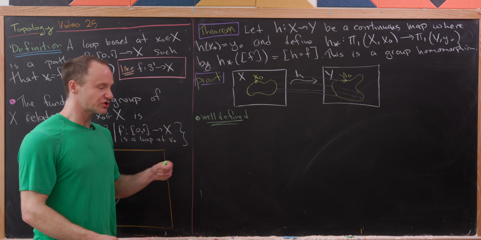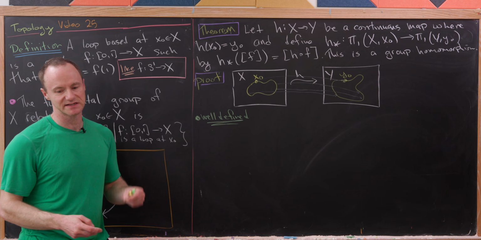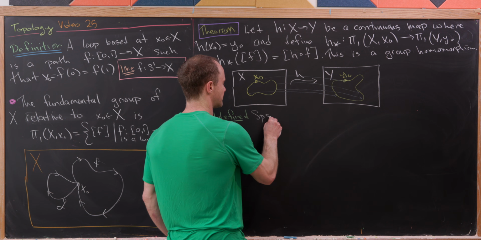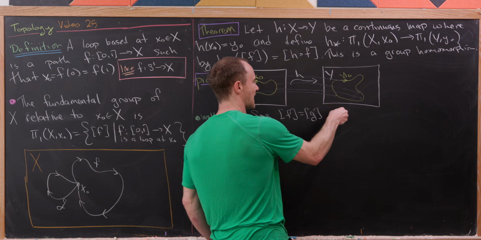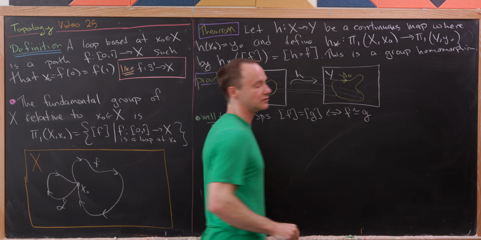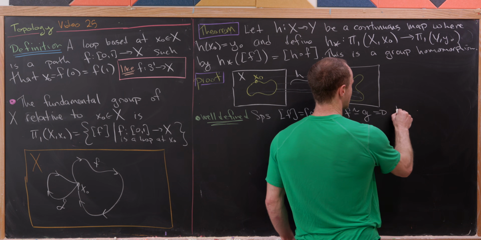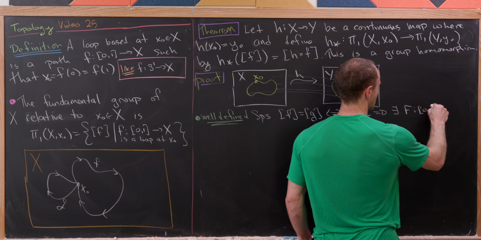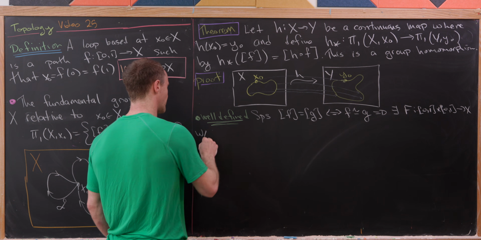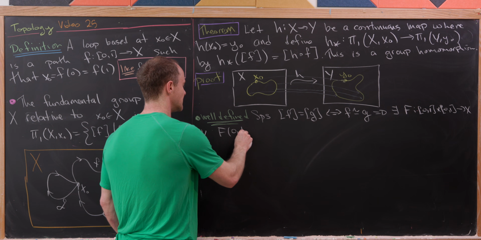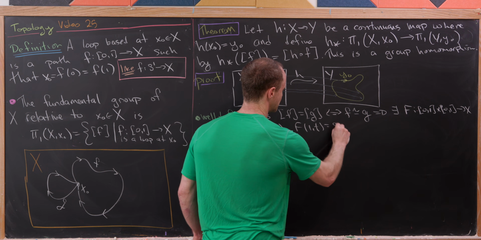Okay, so let's first show that this is well defined. That's always important whenever your domain is made up of equivalence classes, and this is the case here. Okay, so let's suppose that the equivalence class of F is the same thing as the equivalence class of G. But that means that F is homotopy equivalent to G. That's kind of the definition of that. But that means that there exists a capital F from 0,1 cross 0,1 to X with the stuff happening that we want to happen. So capital F of 0,t is F of t, and capital F of 1,t is equal to G of t.